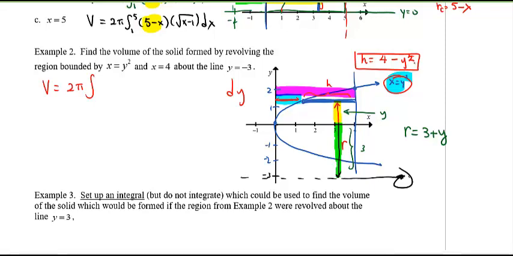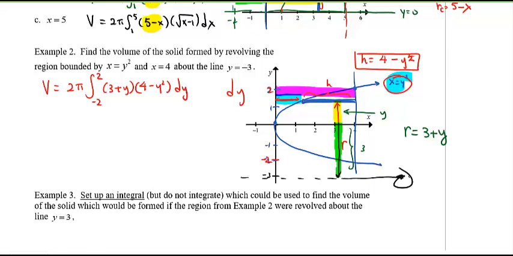The only thing we're left with is, where are we integrating from? In this case, the lowest y value is -2. The highest y value is 2. So our limits are going from -2 to 2. Our radius is 3 plus y, and our height is 4 minus y squared, dy. If you got that, you set this up correctly. Yay! But now I'm asking you to actually find it.